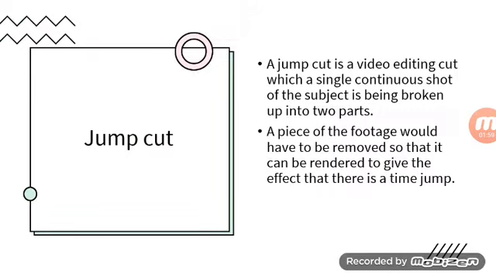So a jump cut is a video editing cut in which a single continuous shot of the subject is broken up into two parts. A piece of the footage would have to be removed so that it could be rendered to give the time jump. So there's a time jump.